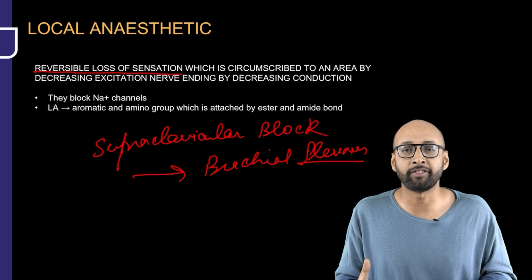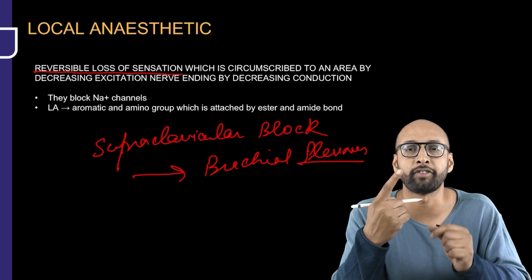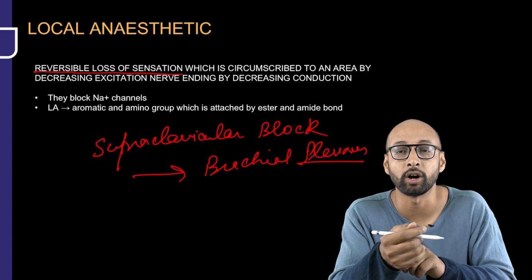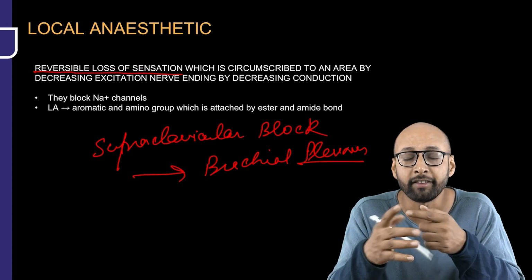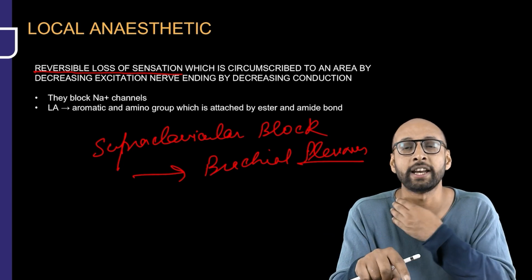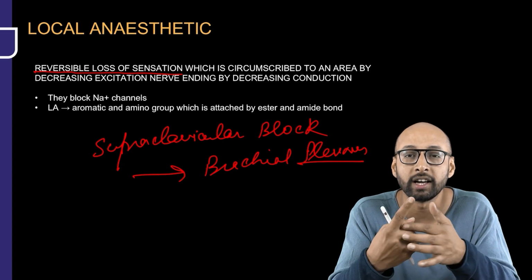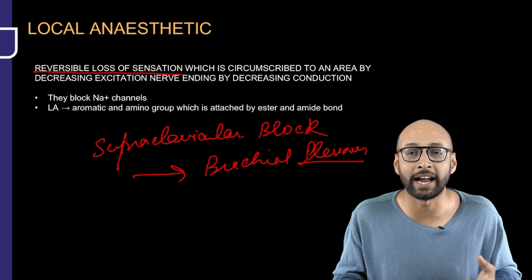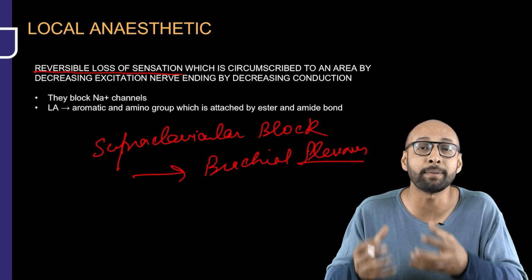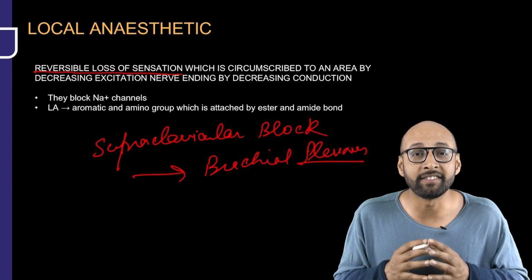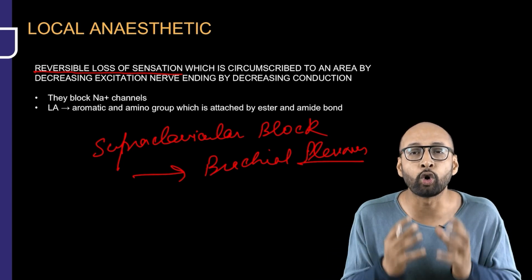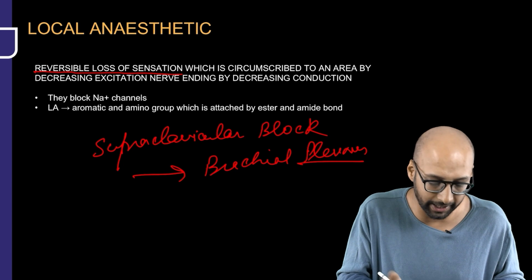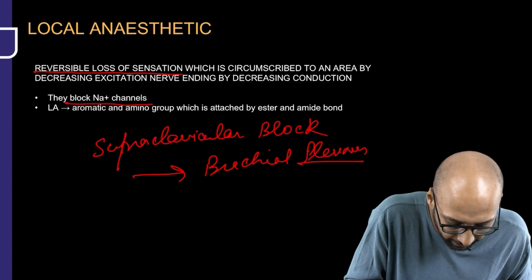Now, for example, if I am operating, let's say, on the finger of the patient, we have different blocks, like we have a ring block, we can have a wrist block, or we can have a supraclavicular block. But if I'm operating on the finger, do I need a supraclavicular block? I can just block the nerves in the area of the finger only, at a lower level, at a nerve level, not at the plexus level. So it is a reversible loss of sensation which should be localized to that area only. Now, how do they act? They act by blocking the sodium channels.